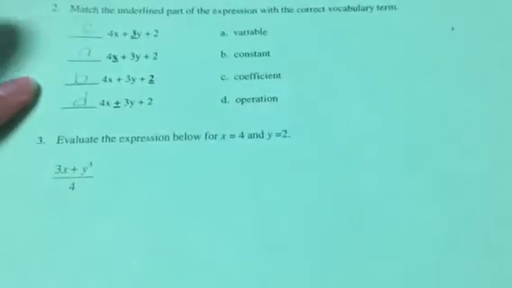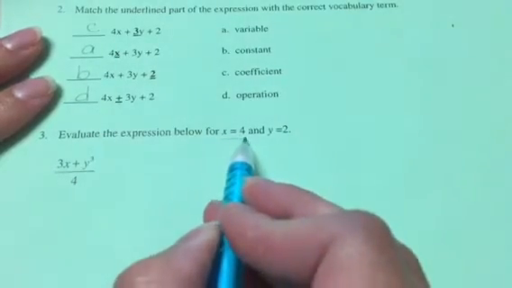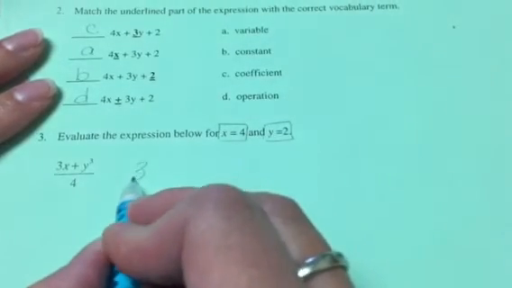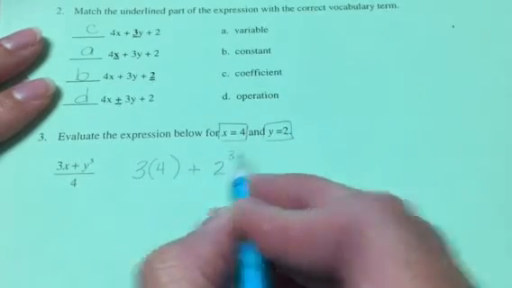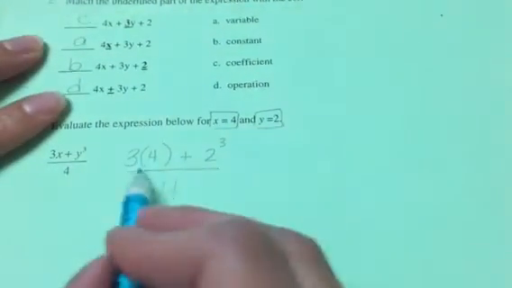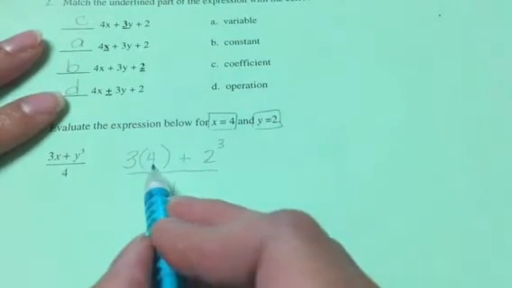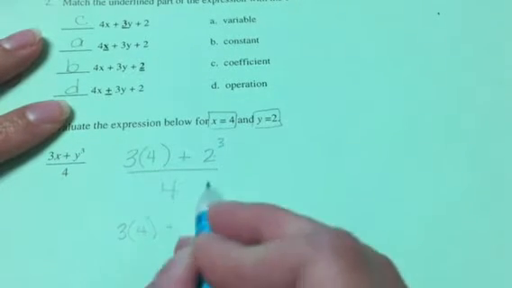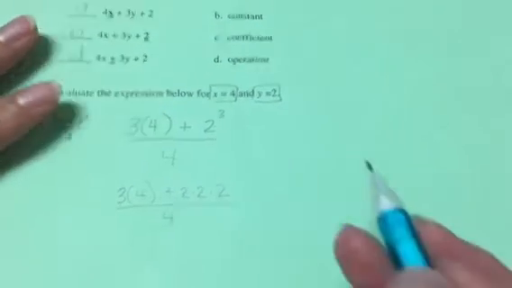All right, take a look at number 3. Number 3 says to evaluate that expression, so we had to put a 4 in where we saw x and a 2 for the y. So I'm going to rewrite this expression as 3 times 4 plus 2 to the 3rd power, all divided by 4. So then I'm going to look, what should I solve first? Well, I know in PEMDAS there's nothing inside the parentheses, so I'm going to go to the exponent. So I'm going to rewrite 3 times 4, and I know 2 to the 3rd means 2 times 2 times 2, all divided by 4.